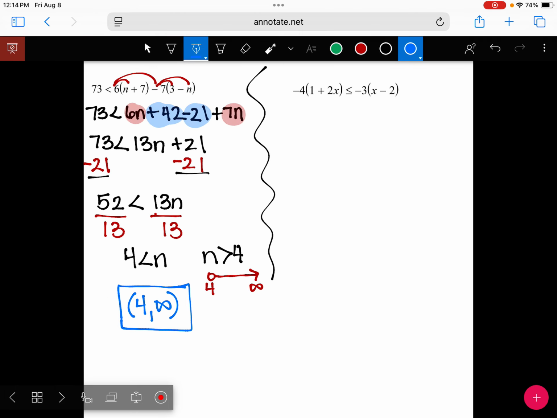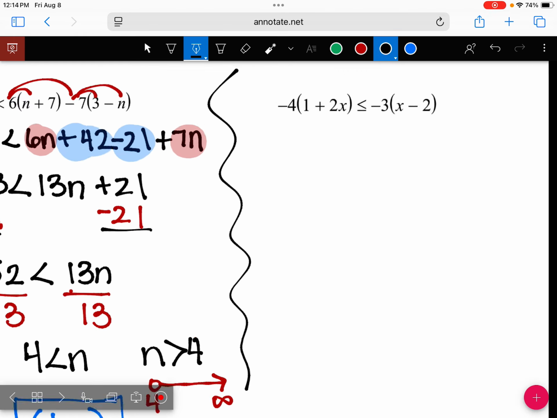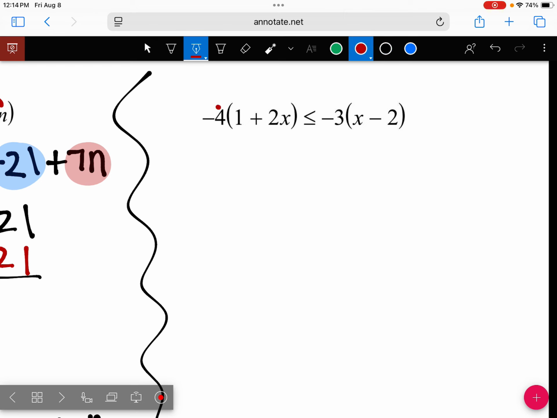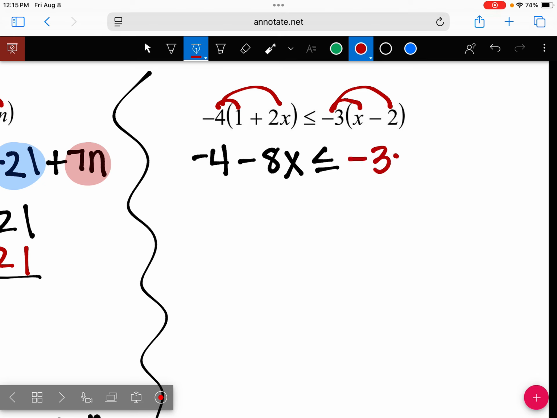All right, last one. I also have to distribute twice, and this time is 2 negatives. All right, so we have to distribute the -4. That'll give you -4 minus 8x. Bring down your inequality. And then when I distribute the -3, I get -3x. And what should it be? +6 or -6? +6, because I'm multiplying 2 negatives.